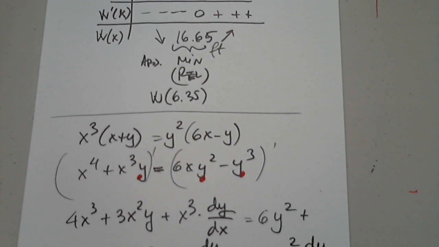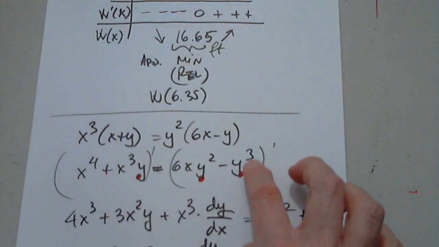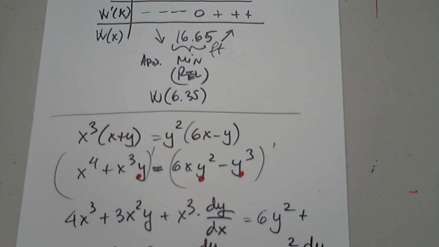So let's go back slowly. X to the fourth prime is 4x cubed. This is the product rule. 3x squared times the second function plus x cubed times the second function prime equals, product rule. First function prime is 6 times the second one plus 6x times, I differentiate y squared, 2 times y times dy over dx. And now I'm here with y cubed, 3 times y squared, bring down 3, subtract 1 from the power, times the inner function prime.